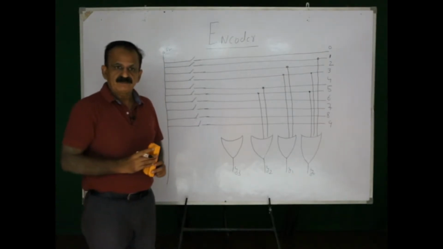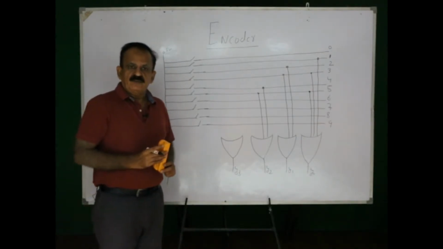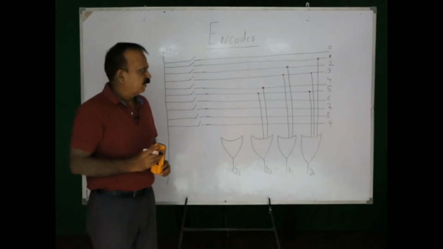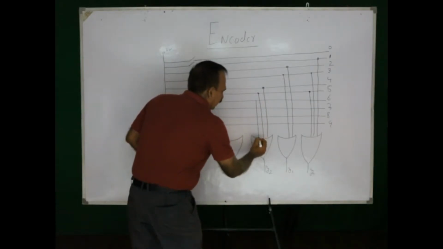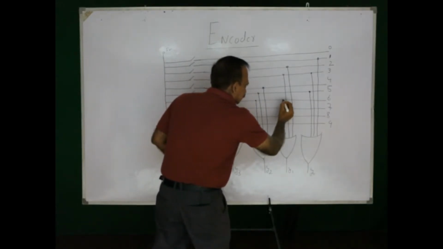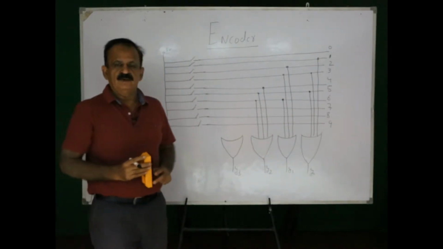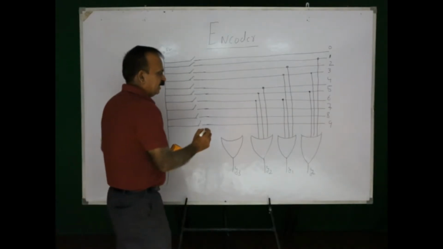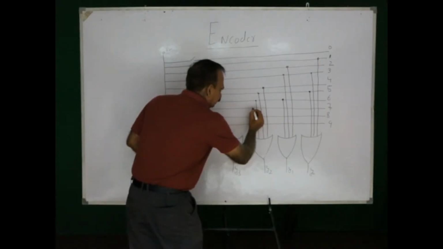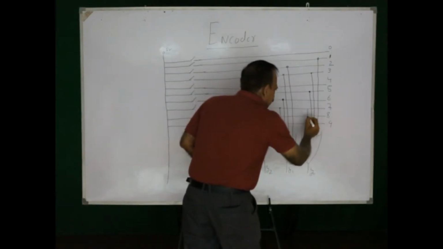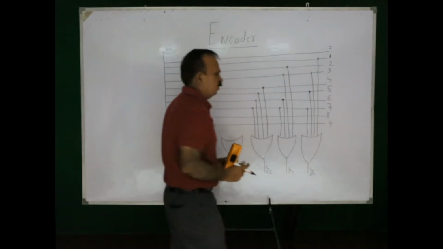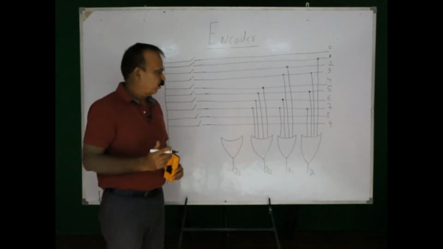What about 6? It is 0, 1, 1, 0. I think 6. This one is 1, the next one is 1, 0, 1, 1, 0. What about 7? 0, 1, 1, 1. This one is 1, the next one is again 1, the next one is again 1. 0, 1, 1, 1.